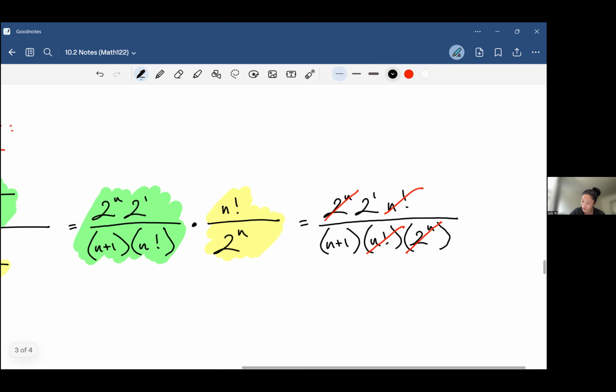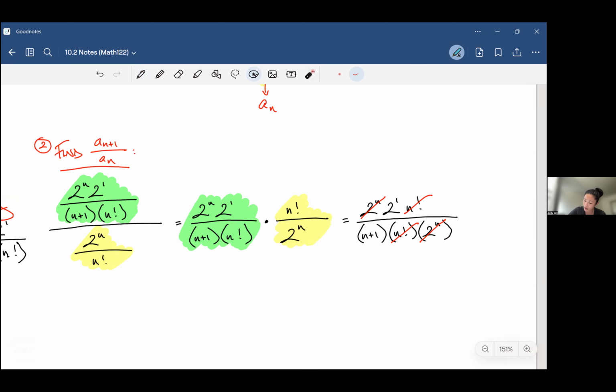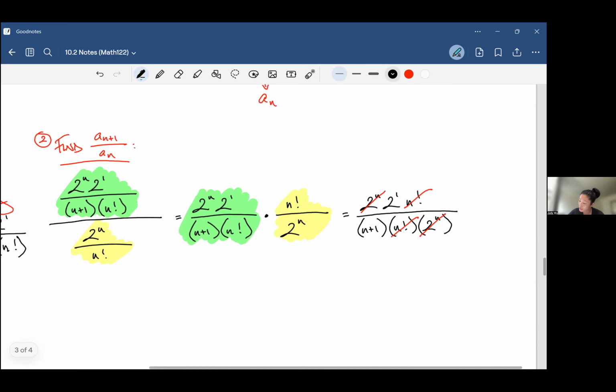And so even though it started off as a very complicated looking thing, what we're able to simplify it to is just 2 over n plus 1. Okay, look at how far that algebra got us. It's all just 2 over n plus 1.